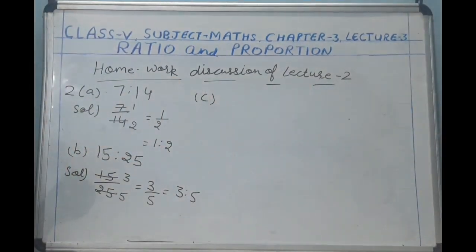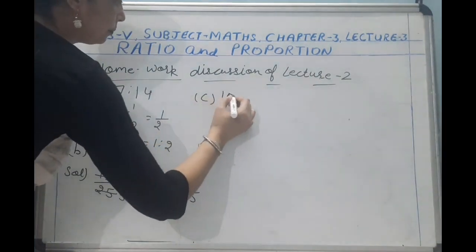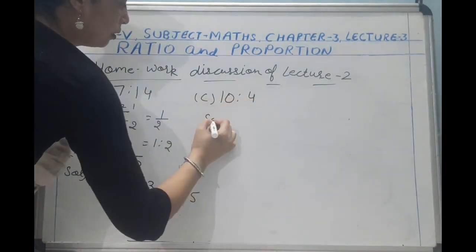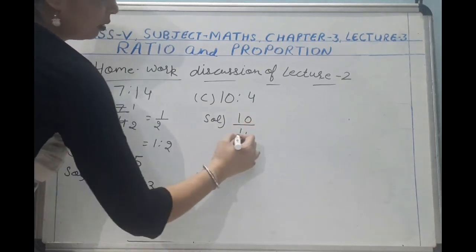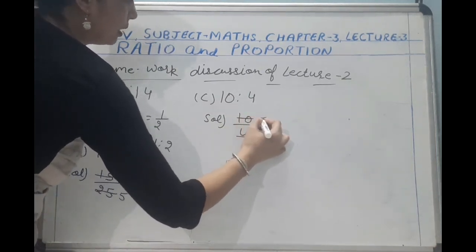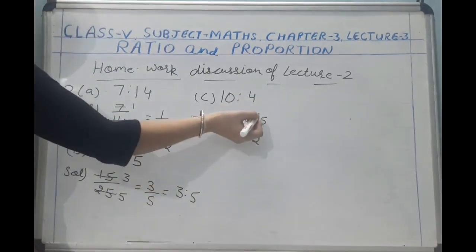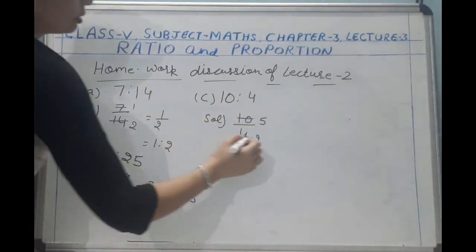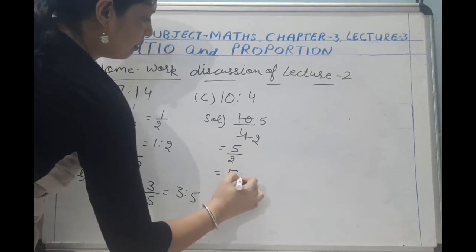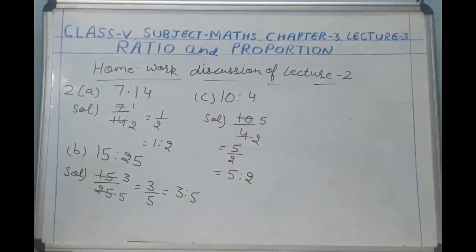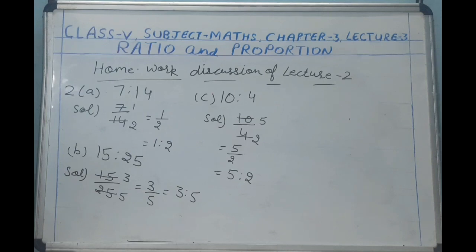10 ratio 4. So 10 upon 4. 2 2s are 4, 2 5s are 10. Now check this, 5 and 2. No more cancellation is there. So 5 upon 2 can be written as 5 ratio 2. Have you got the correct answers? If yes, it's very good. If no, you have to do correction work.